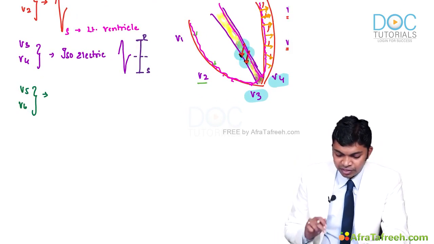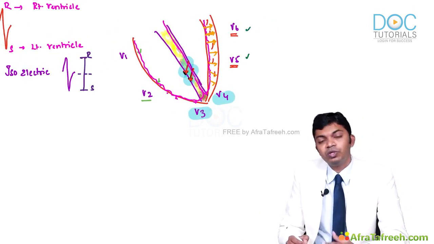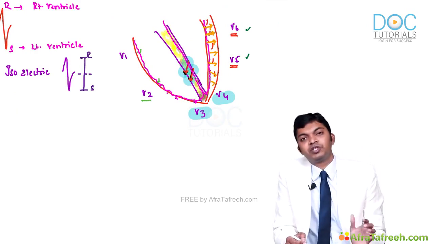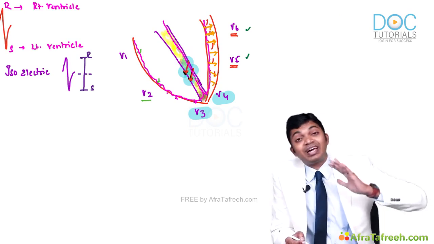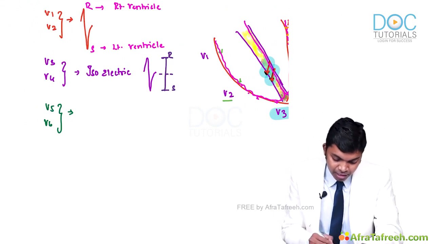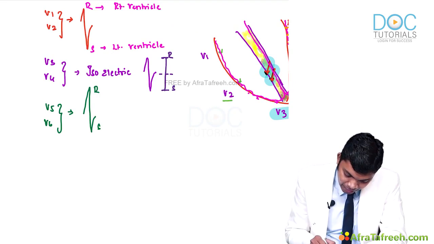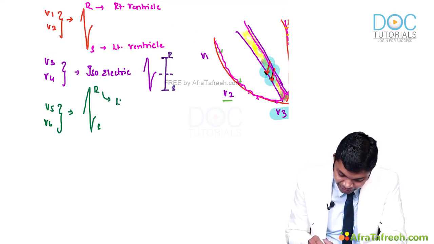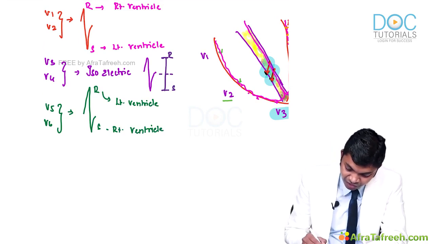Coming to V5 and V6, if you consider V5 and V6 are located close to the left ventricle, depolarization of the left ventricle is happening towards V5, V6. Depolarization of the right ventricle happens away from V5, V6. Naturally, you have R wave and S wave, and R wave in V5, V6 indicates left ventricle, S wave indicates right ventricle in V5, V6.